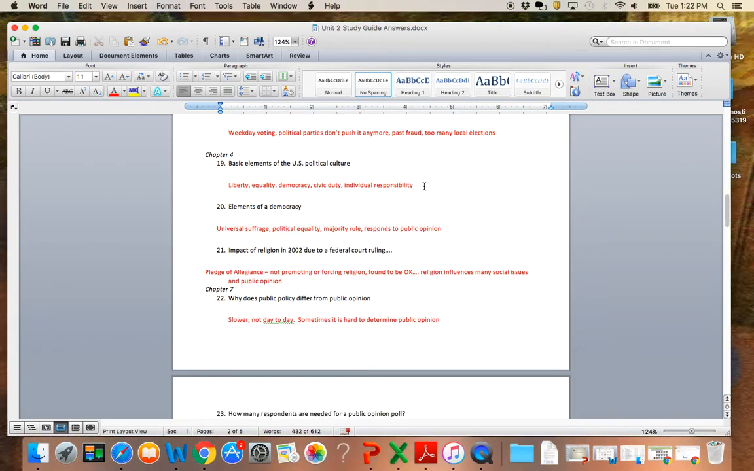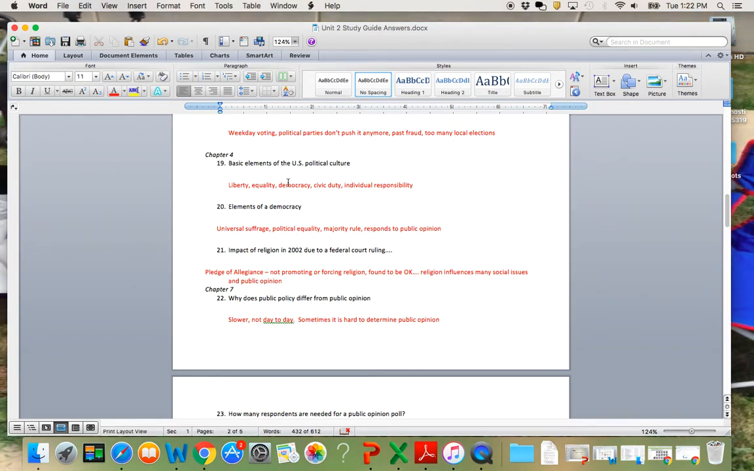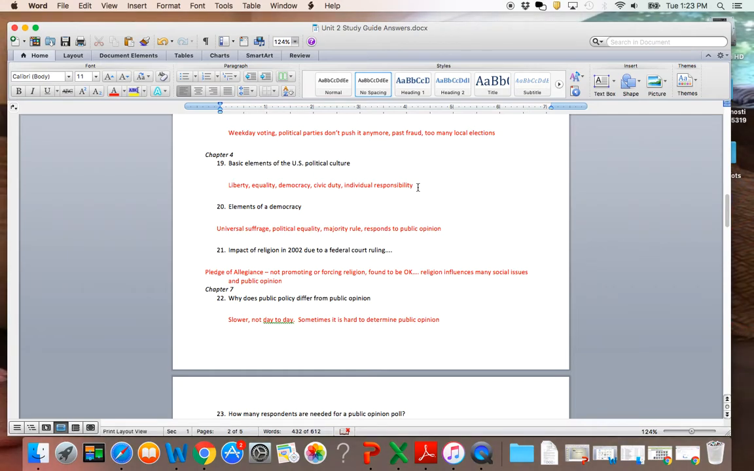Your basic elements listed here of the U.S. political culture are that you have liberty, you have equality, it is a democratic system, you do have a civic duty to participate, and an individual responsibility towards the political culture.